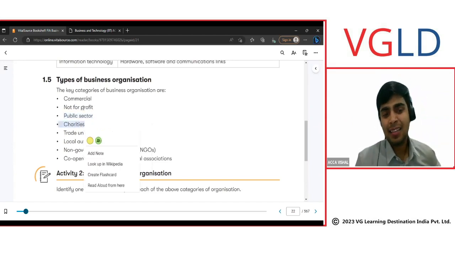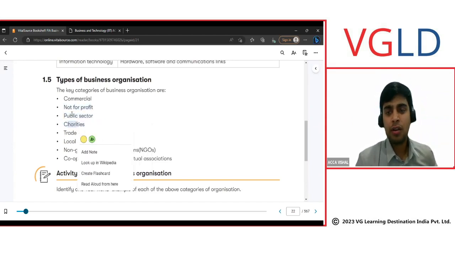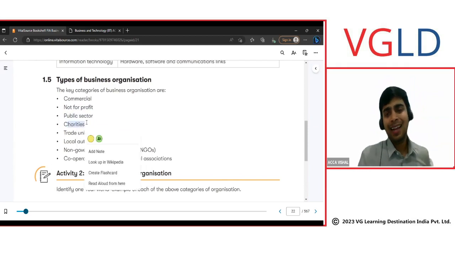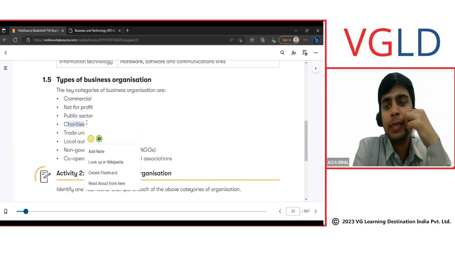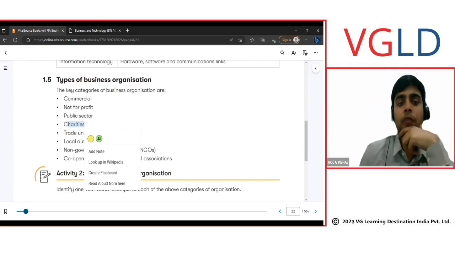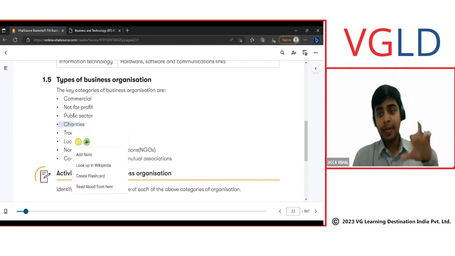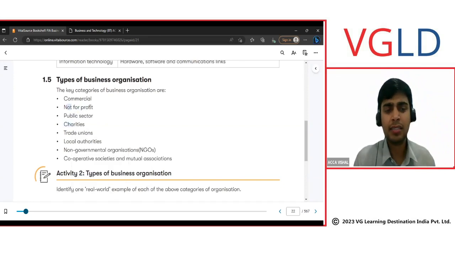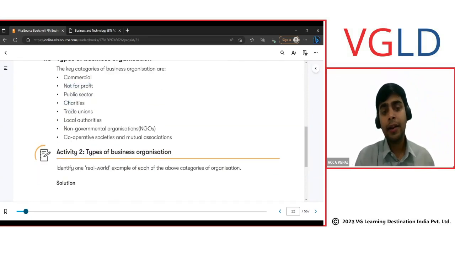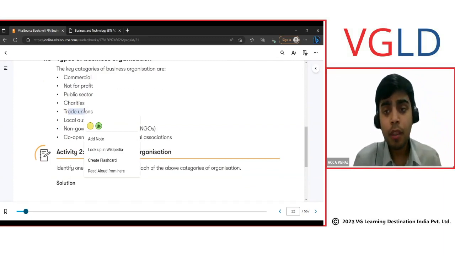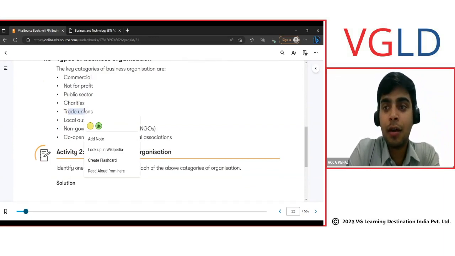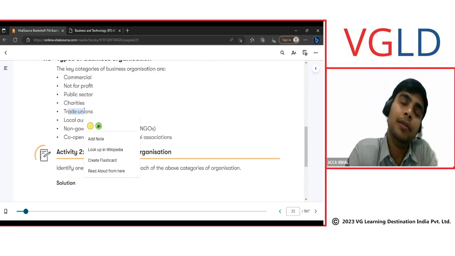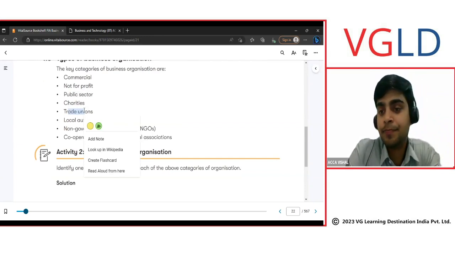Charities, I think this will be part of this. I'm not sure why they have pointed it out separately. Okay, I think I get it, why they have said not for profit and charities. Sometimes charities are different from not for profit. I'll try to point it out, but I don't think that this is necessary here. Trade unions, a very important one. There is an organization of trade unions. Do you know they are trade unions of basically labors?